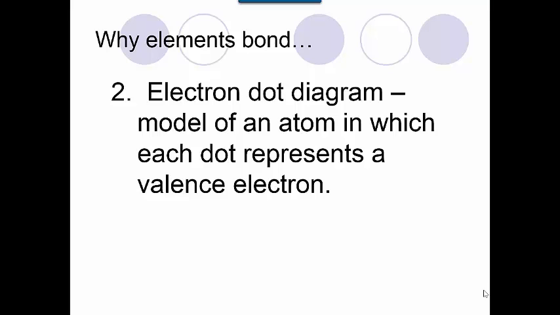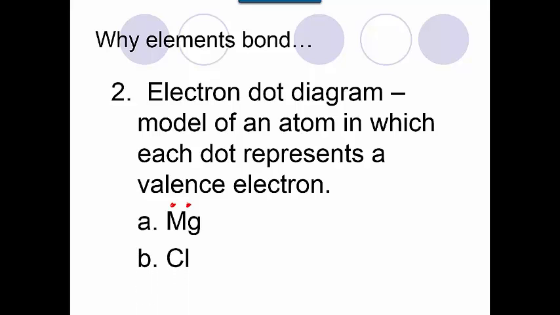So an electron dot diagram is just a model of the atom where it only shows the valence electrons. It doesn't show any of the other ones. So for instance, let's look at magnesium, and you need to draw this in your notes as well. Magnesium is in the second representative group, and so it has 2 valence electrons. So to show that with a dot diagram, you just put 2 dots around the element magnesium. Hence, those 2 dots represent the valence electrons for magnesium.